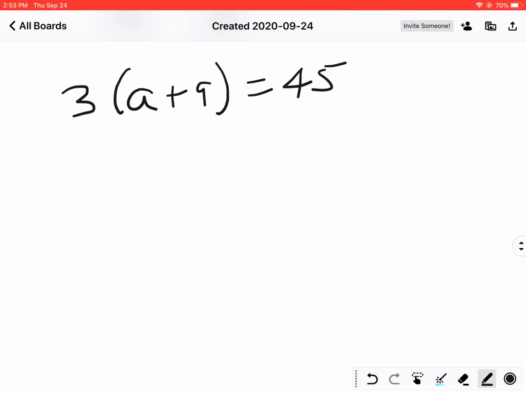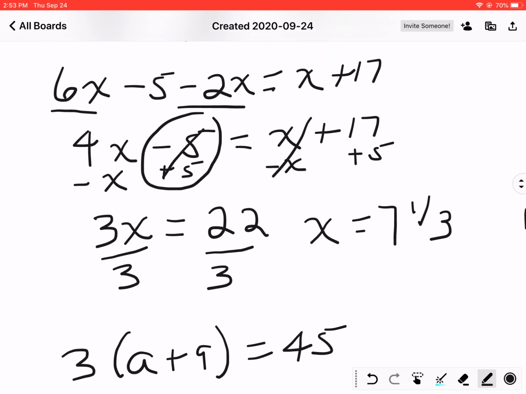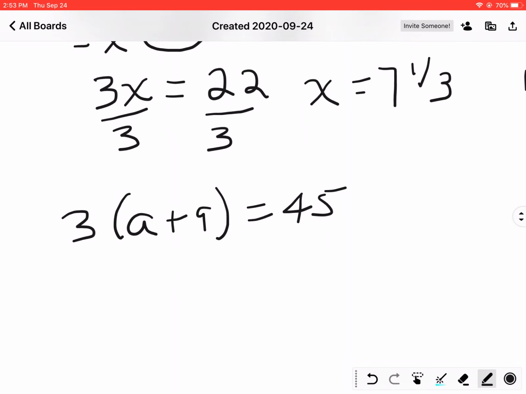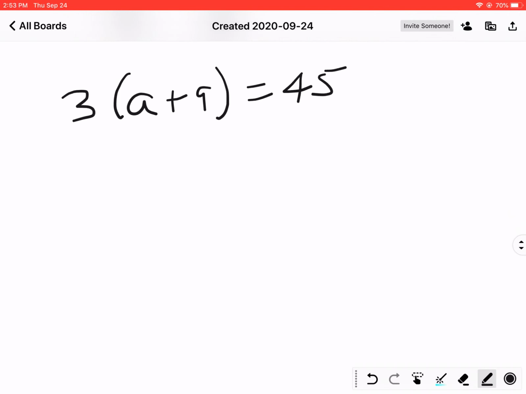All right, now this last one. In the previous question, I simplified some stuff first. And the same holds true here. I can expand this if I want to get rid of the brackets, which I sometimes have to do, but this time, this 3 divides both sides. So if I divide both sides by 3, that cancels off. I will have a plus 9 equals 15.